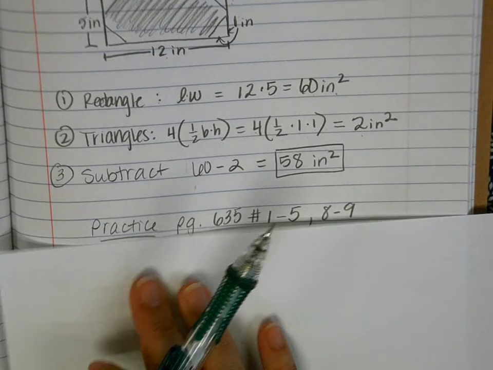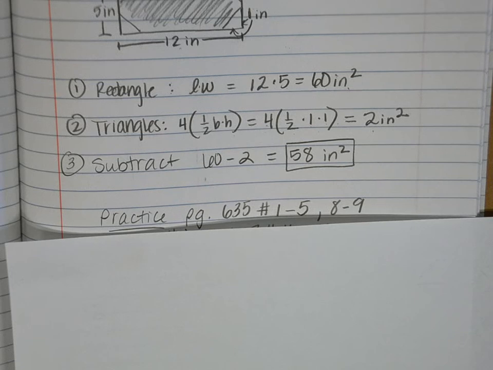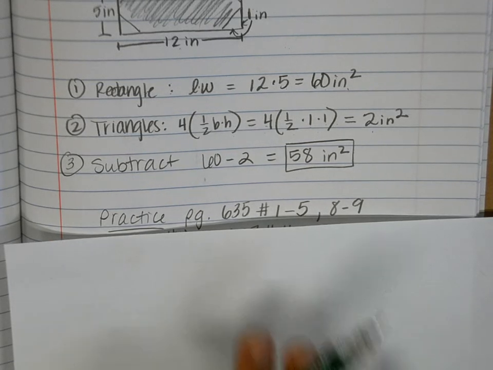Okay, so after you write that down, we're going to go to page 635. So does this mean we're done with notes? Yep, I told you, easy notes. 635, and we're going to do some practice.